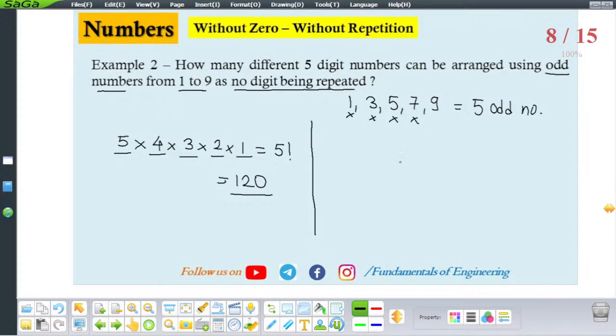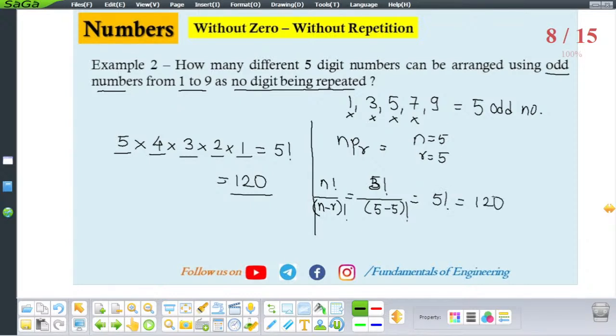By using the formula nPr, where n is equal to 5 and r is equal to 5, we get 5 factorial upon 5 minus 5 factorial. That is n factorial upon n minus r factorial, the nPr formula. So 5 minus 5 is 0 factorial, and 0 factorial value is 1. So we are getting 5 factorial, which is nothing but 120. These are very simple questions, asked for about 1 to 2 marks, and we can't lose these marks. We have to understand the concept and use it to get good marks.